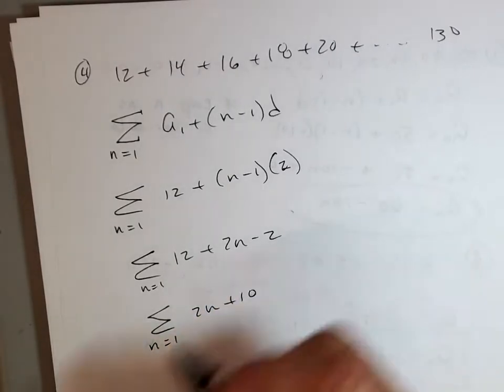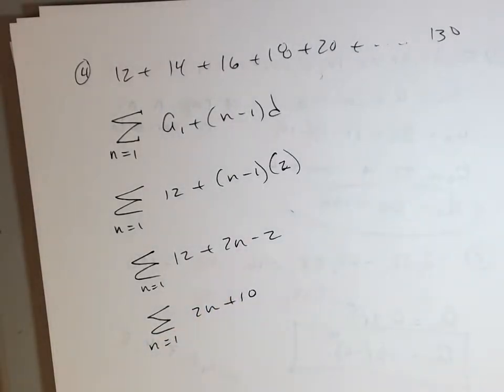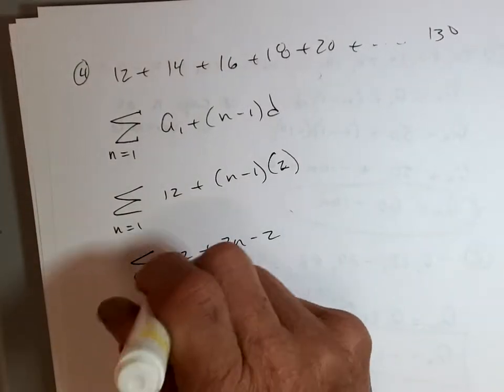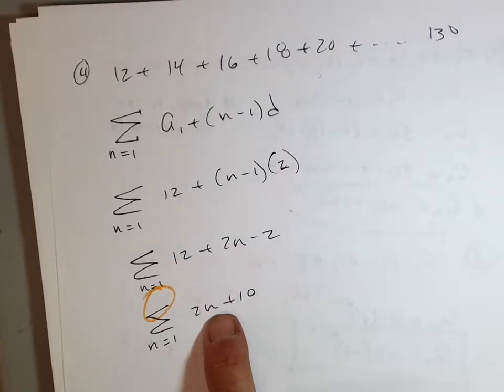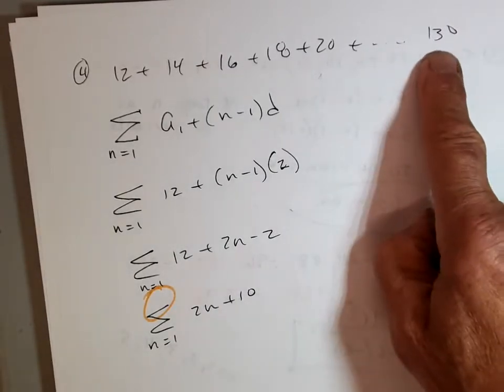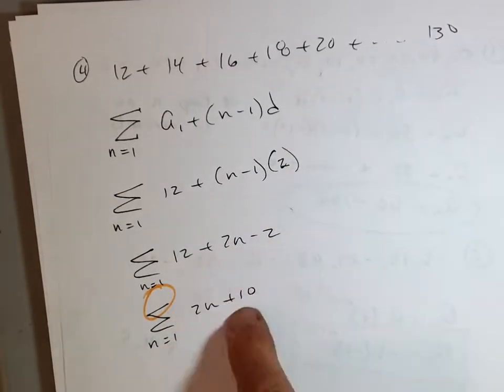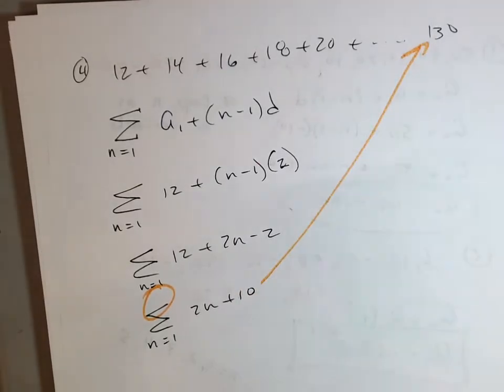Okay, so far so good, right? Now, what's going to go up here? Well, something's got to go up there. So this formula has to create 130. What n will do that? Well, let's set this formula equal to the last term. We'll find out what n created it.